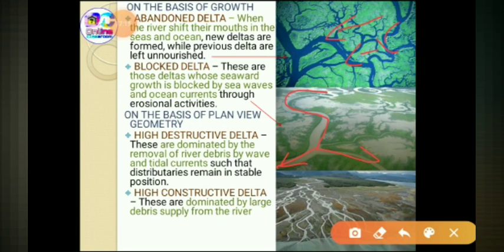The last but not the least, we come to another and the last classification of the delta on the basis of geometry, that is high destructive delta and high constructive delta. We need to see that the delta sometimes destroys the area, sometimes it constructs the area. When it is constructive, it is dominated by a large debris supply from the river, while in the high destructive delta, these are dominated by the removal of the debris by the wave and tidal action, so that the distributaries remain in a very stable position.